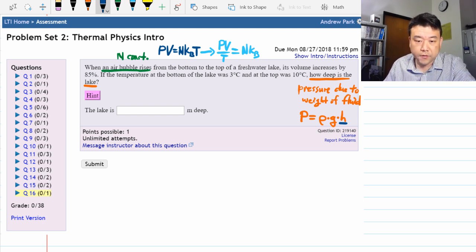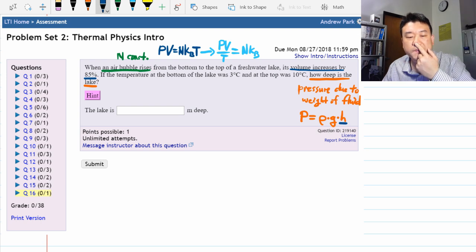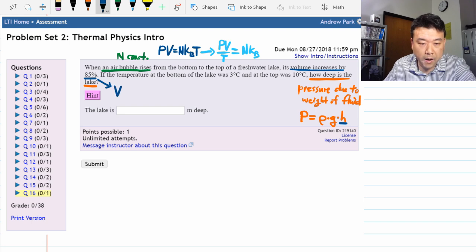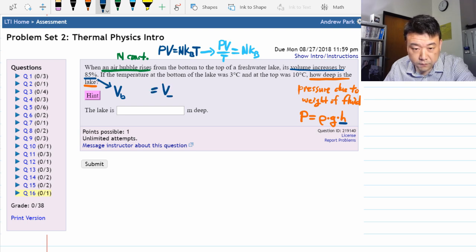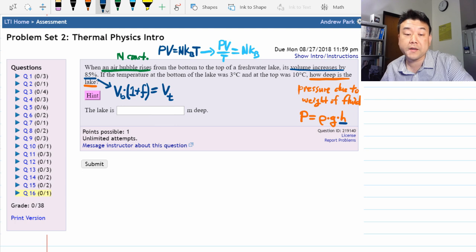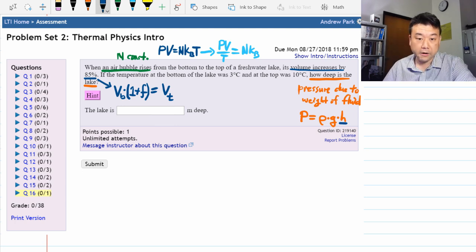So it's going from bottom to top. It says the volume increases by 85%. So we are given some kind of number for percent. If we say the volume at the bottom is V sub B, then the volume at the top is greater. And we would say it's greater by a factor, not 85%, but let me write it this way: 1 plus the fractional quantity that you are given. So here it'd be 1 plus 0.85, so 1.85. All right, let's keep going.